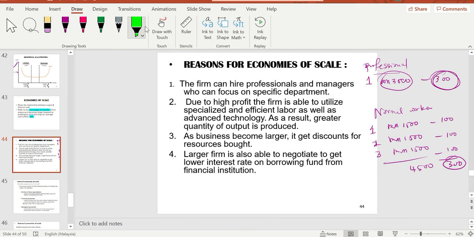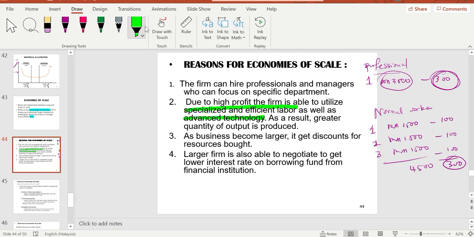Okay, second reason is due to high profit, the firm are able to utilize specialized and efficient labor as well as advanced technology. You have money now. You can use advanced technology. As you know before, using machinery, machine tak perlu berehat. Machine is orang kata efficient. You can produce more product with lower cost.